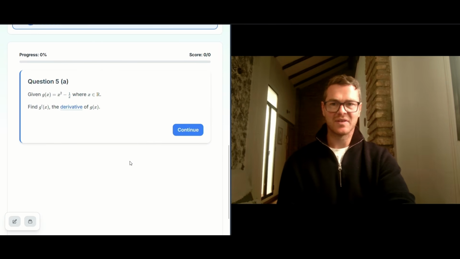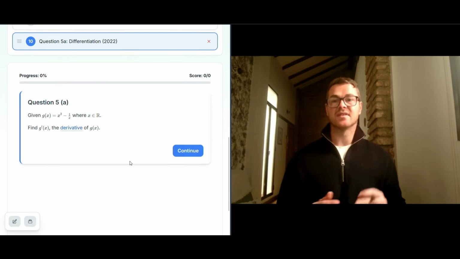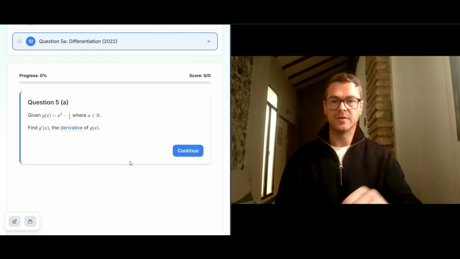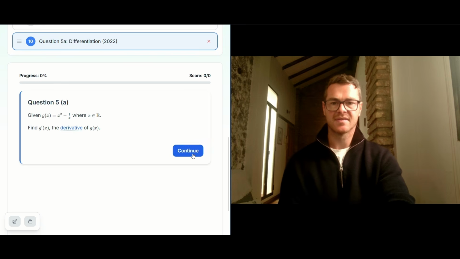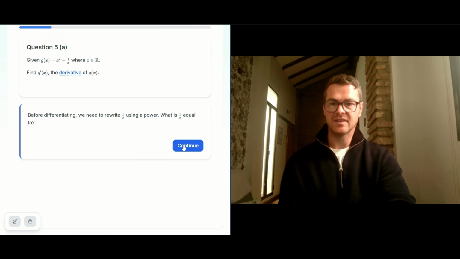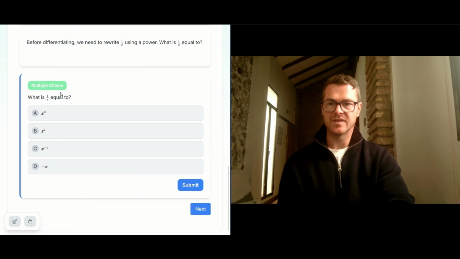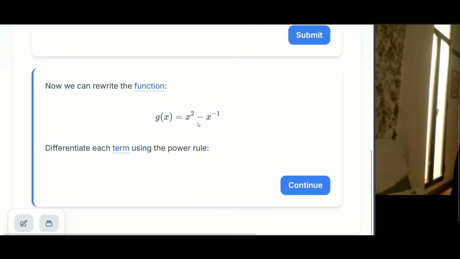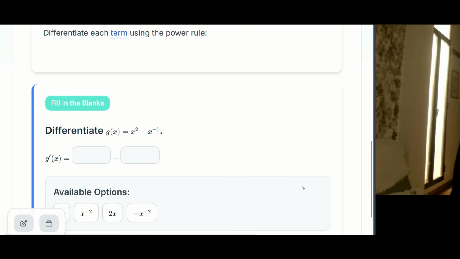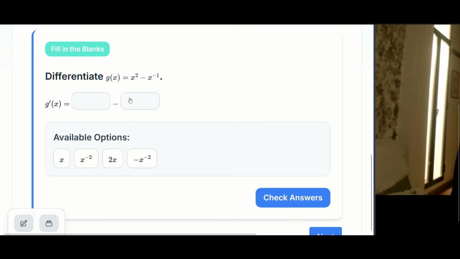And quickly, let me go through an exam paper question to show you this in practice. So this is 2022 question 5 from paper 1. And I want to differentiate x squared minus 1 over x. Now we've kind of done this one already, but I'm going to simplify it first. So 1 over x is equal to x to the power minus 1. This is what the function looks like now, x squared minus x to the power minus 1. When I differentiate that, x squared is going to go to 2x. And this is going to go to minus x to the power of minus 2.